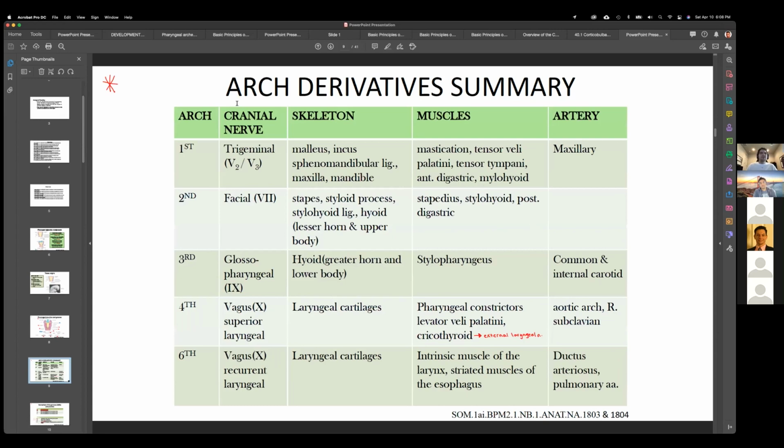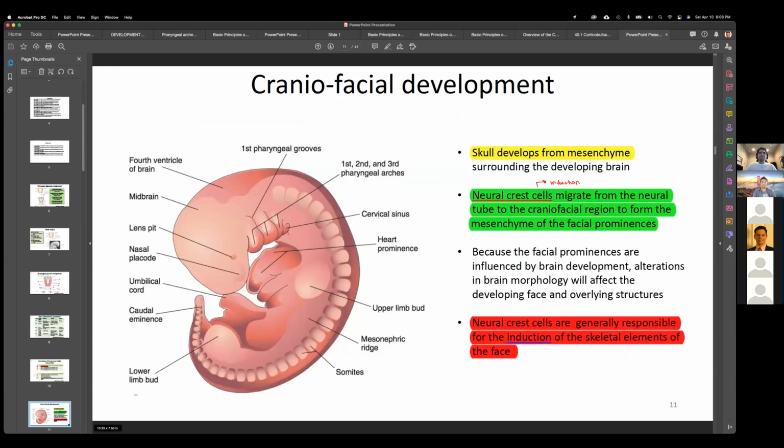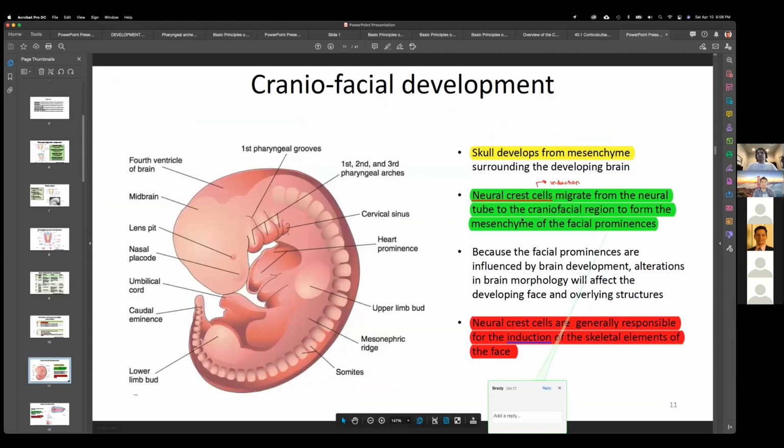And then here are those same charts that were in that DLA. 1's ears, 2's tonsils, 3 and 4 flip. Neural crest cells, always know those. Neural crest cells are responsible for induction of skeletal elements. Okay.